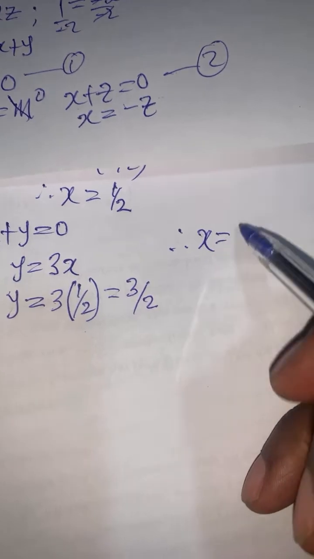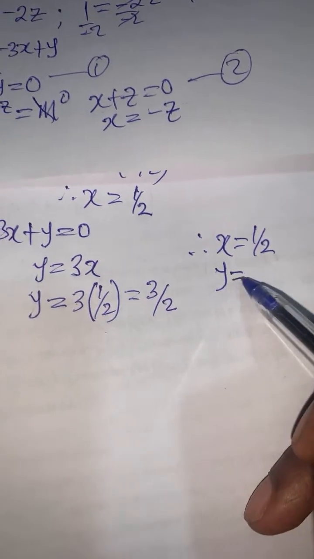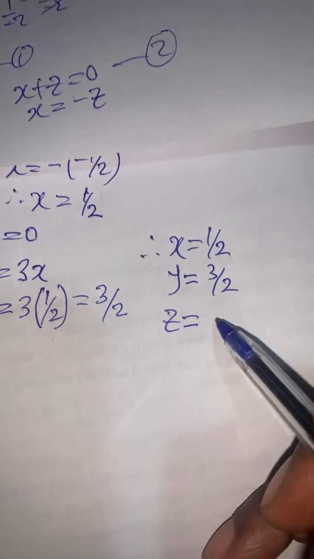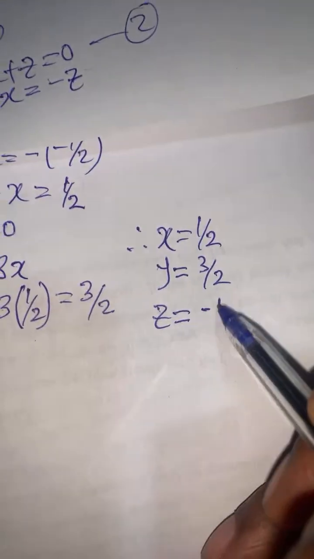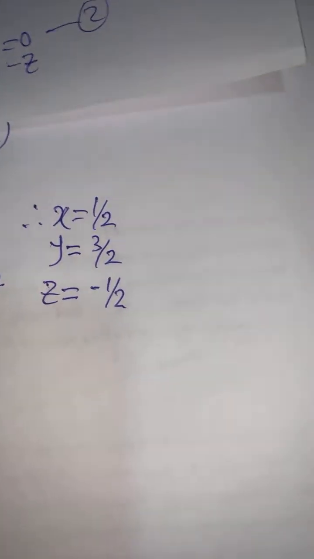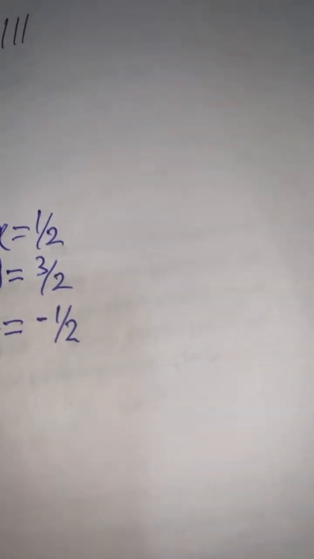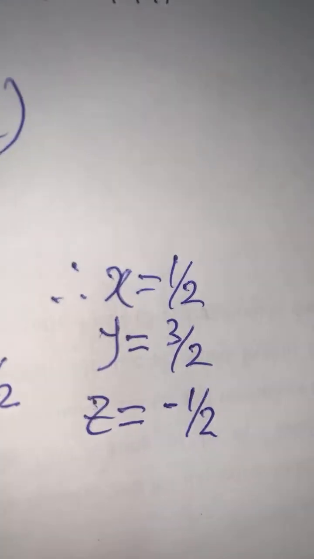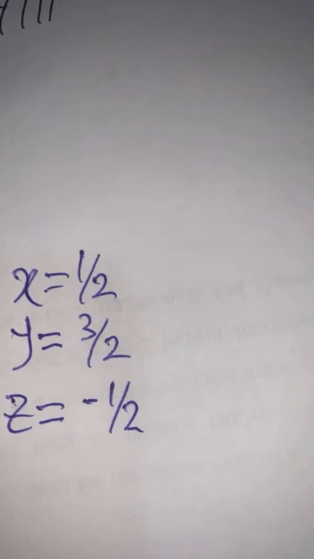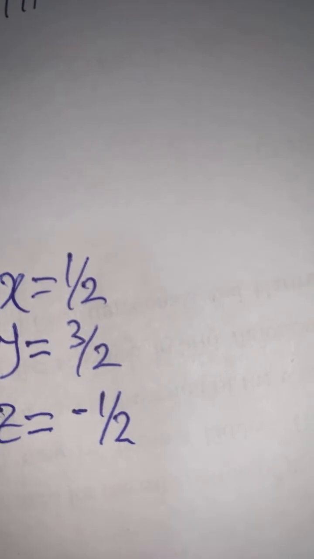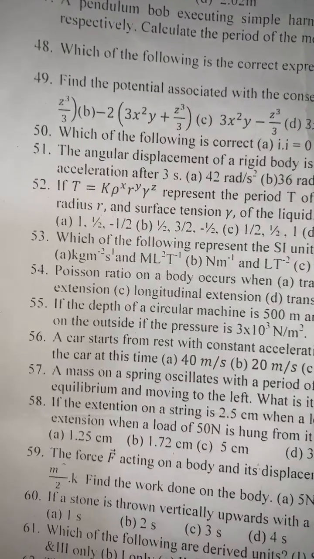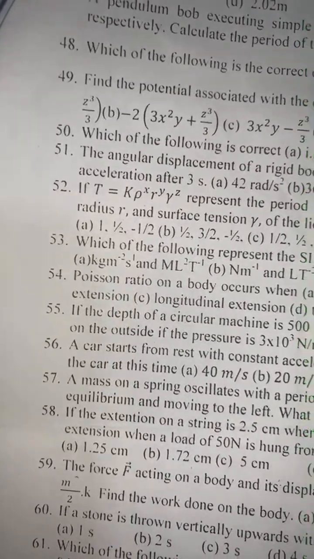Therefore, x equal to 1 over 2, y equal to 3 over 2, and z equal to, what is z? Minus 1 over 2. Can we check the answer right now? This is what we've gotten. Ladies and gentlemen, let's go there. Let's check which option best fits what we are looking for. And let's go there. Question 52. Check the option.